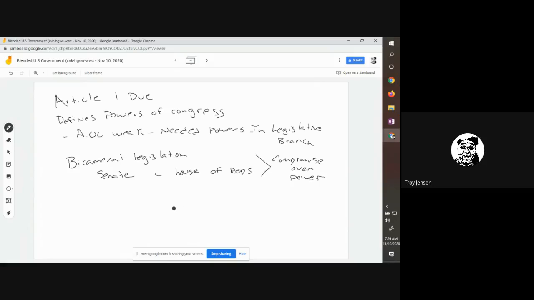So let's break it down and talk about what the House does and what the Senate does. Through this bicameral legislature, we have two independent bodies, okay? Both of these bodies can propose laws. So both bodies can make laws, okay? When it comes to lawmaking abilities in the House, all revenue generating bills must originate in the House.